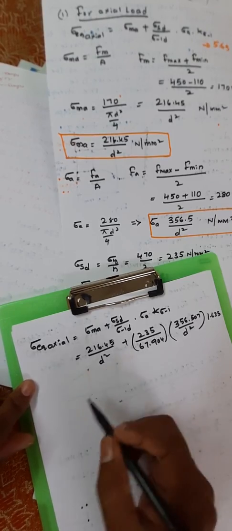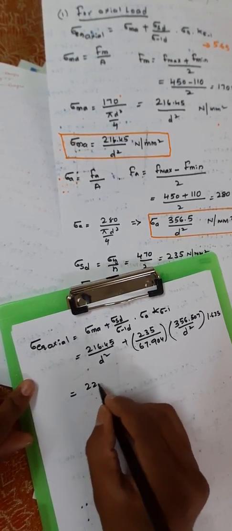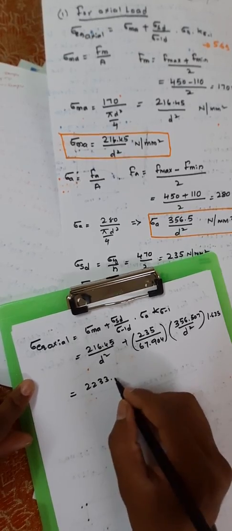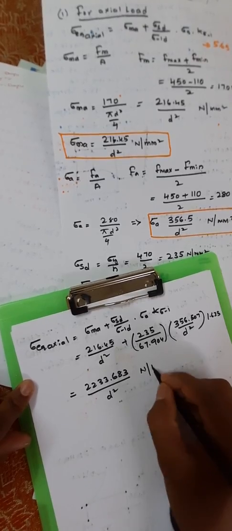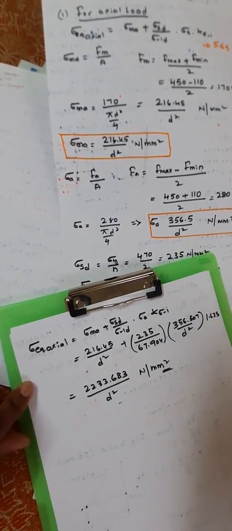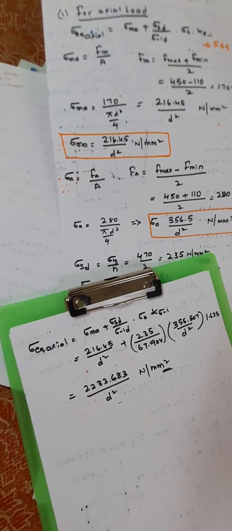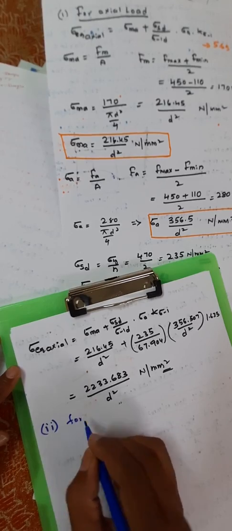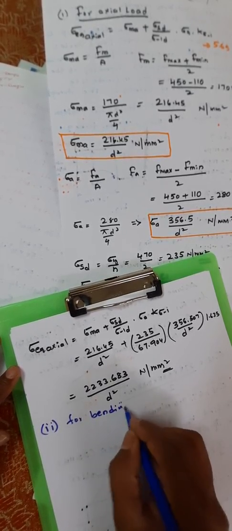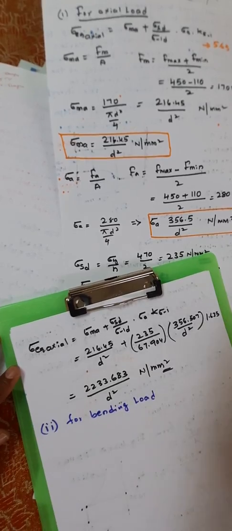1.635. If you simplify this, we'll get 2233.683 divided by D square Newton per mm square. Okay, next we have one more condition, which is the second condition for bending load. For bending load, what we need to do?